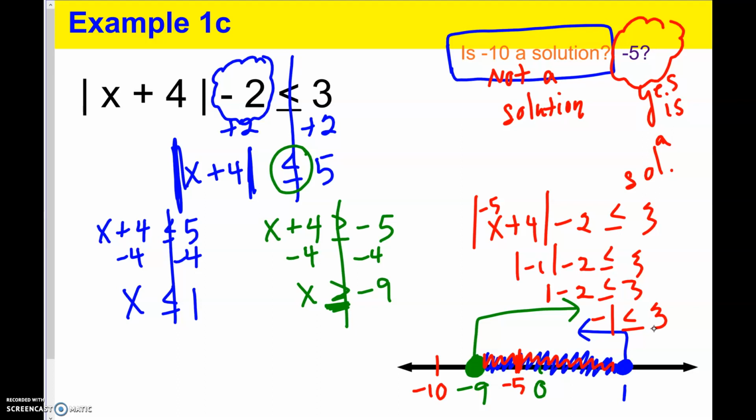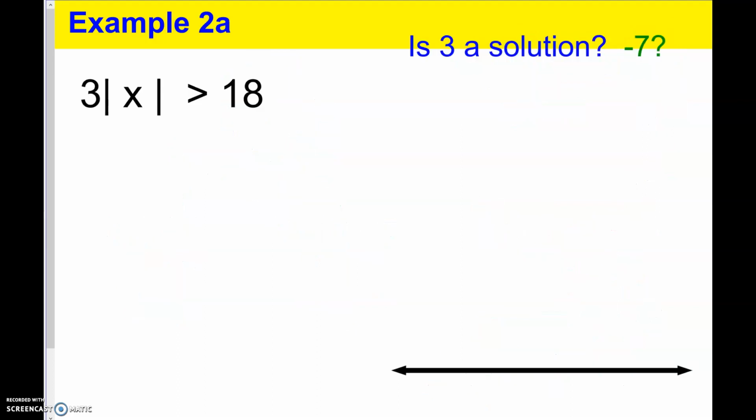So you can answer these questions two ways, either by looking at your graph and seeing if it's in the shaded part, or by going back to the original problem and plugging it in. All right, let's try another one. Again, at the end, we're going to see if a couple things are solutions.